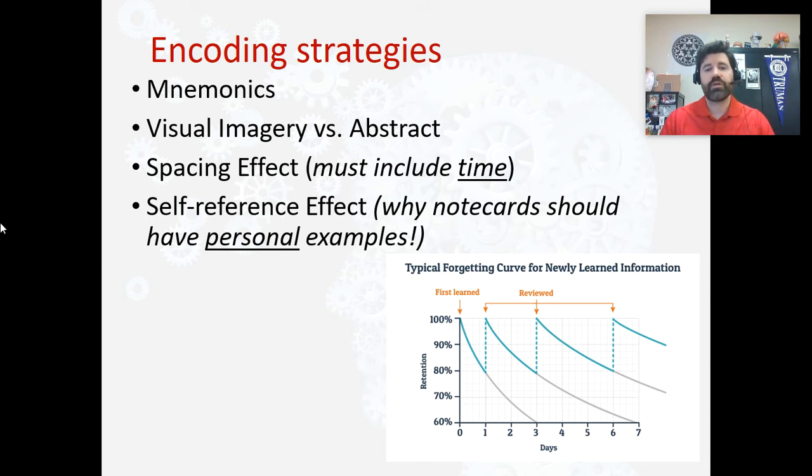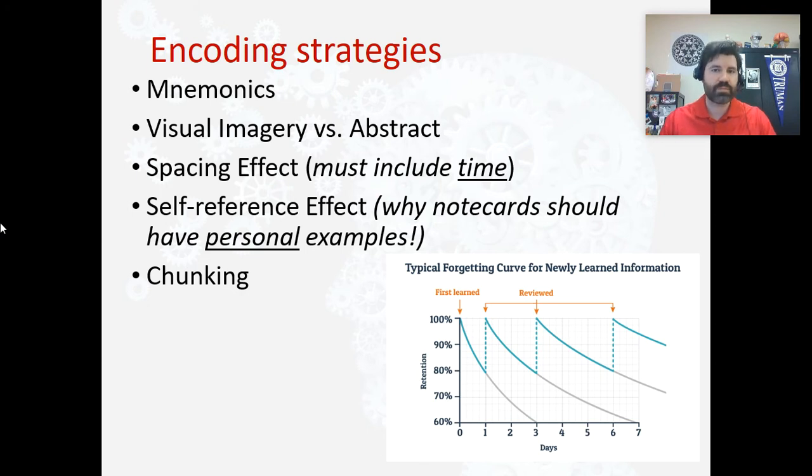And so the self-reference effect is the idea that you are more likely to remember things if you have a connection. I give lots of examples in class, and maybe I'm giving an example that talks about playing soccer. Well, if you play soccer, you may be more likely to then remember that term because the example applies to you. It's one of the reasons why you're taking notes. You want to try to come up with your own examples. I try to give lots of examples. You want to come up with your own examples so that they apply to you.